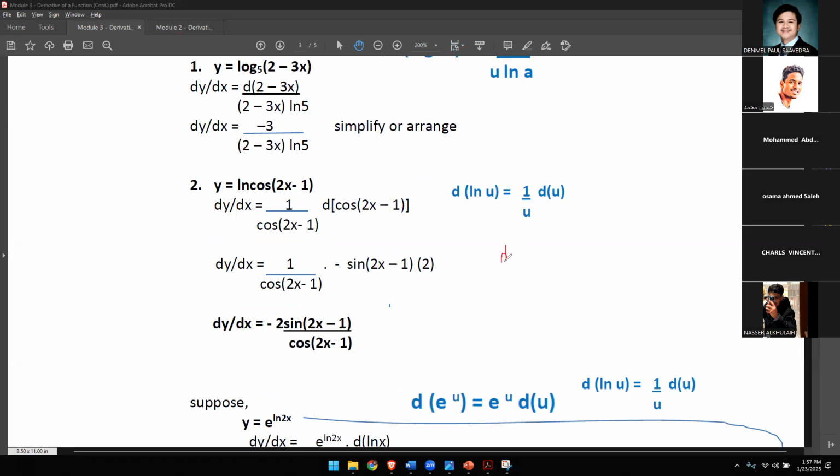Let me just write here. Derivative of cosine u is equal to negative sine u, derivative of your u. So in this case we have negative sine, that is the first one. And then the u, which is the 2x minus 1, and then the derivative of your u, your 2x minus 1. Derivative of 2x minus 1 is simply 2. Correct?